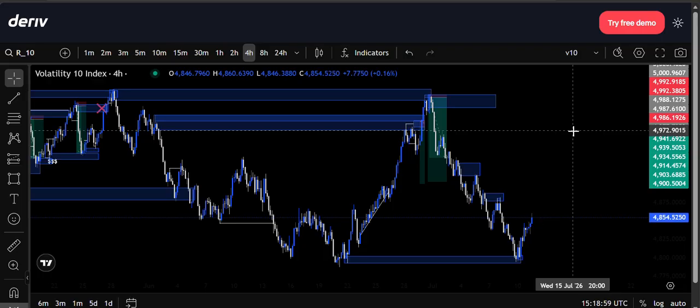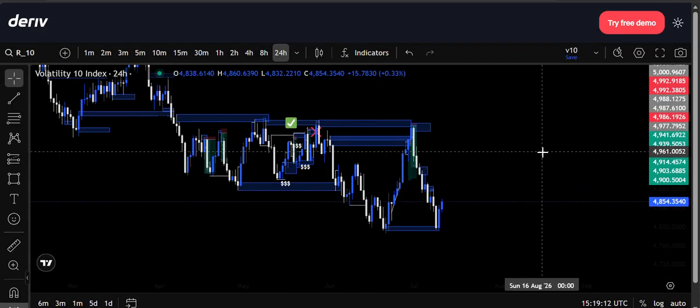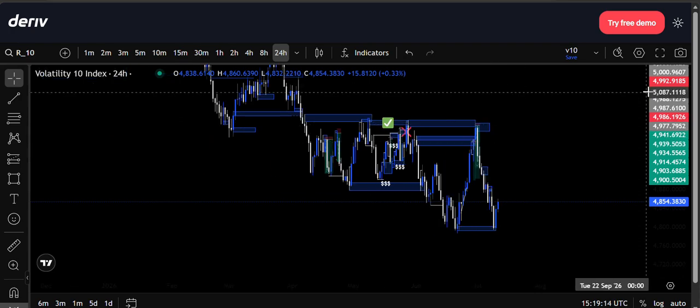Okay, all right. So now looking at the chart before us, we have a Volatility 10 (V10) index. So this is the 4 hours time frame. So let's go to our 1 hour time frame. Now coming down to our, not our daily time frame, rather. Now looking at the daily time frame, we see what has been happening so far.